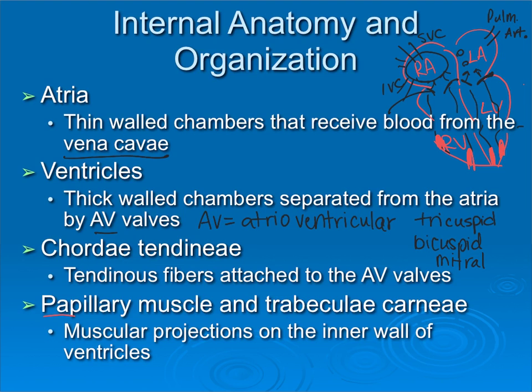Also in the ventricles, you have textured muscle called trabeculae carneae. Carne is meat in Spanish. Trabeculae looks like shredded meat.